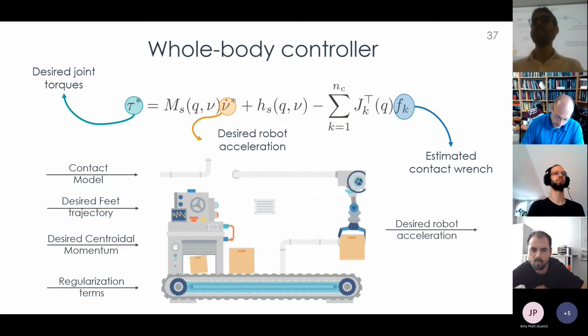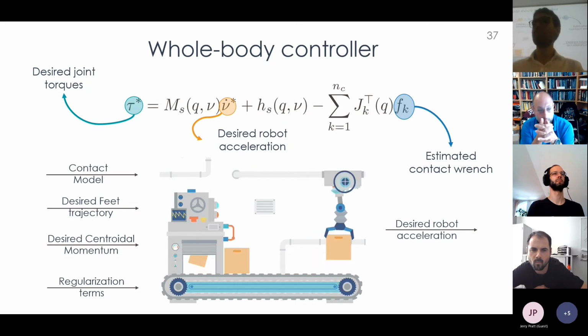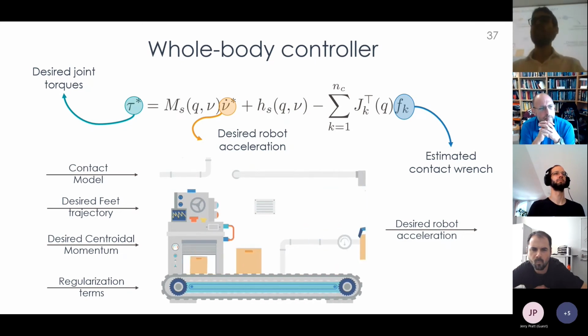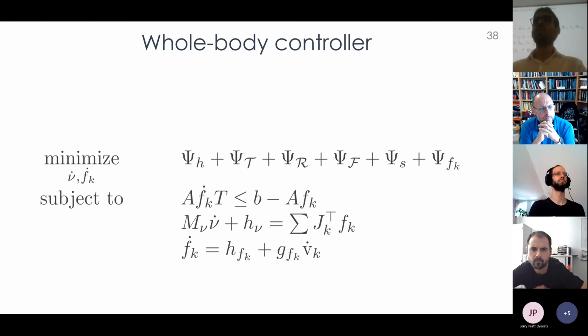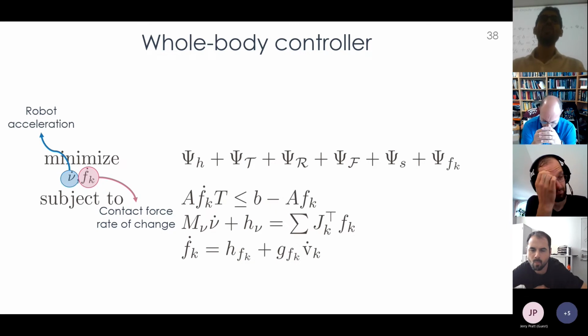The output will be the desired robot acceleration, which is then used to compute the desired joint torque. So in the end, inside this block, there is an optimization problem where we try to find the robot acceleration and the contact force rate of change. Here it's important to notice that when we have a viscoelastic environment, it's not possible to directly control the force, since the force depends on the state of the robot.